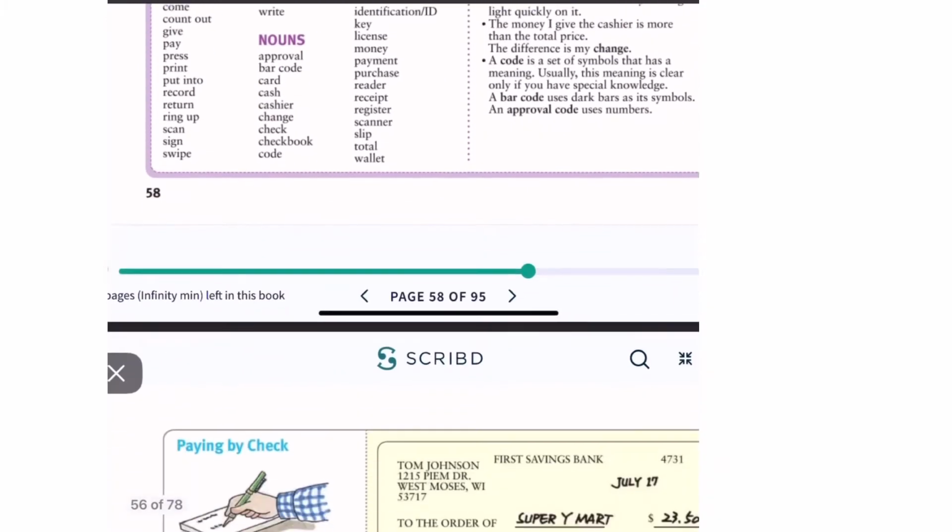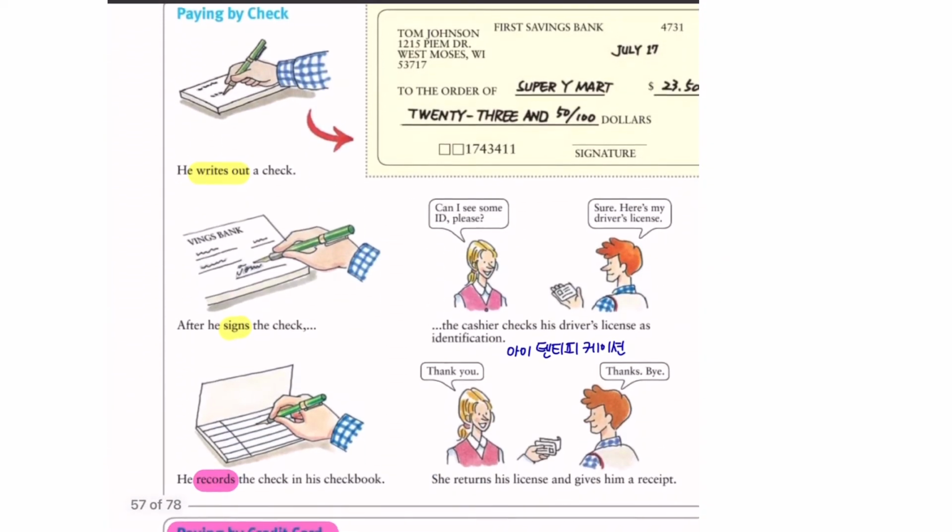Paying by check. He writes out a check. After he signs the check, the cashier checks his driver's license as identification. Can I see some ID, please? Sure. Here's my driver's license. He records the check in his checkbook. She returns his license and gives him a receipt. Thank you. Thanks. Bye.